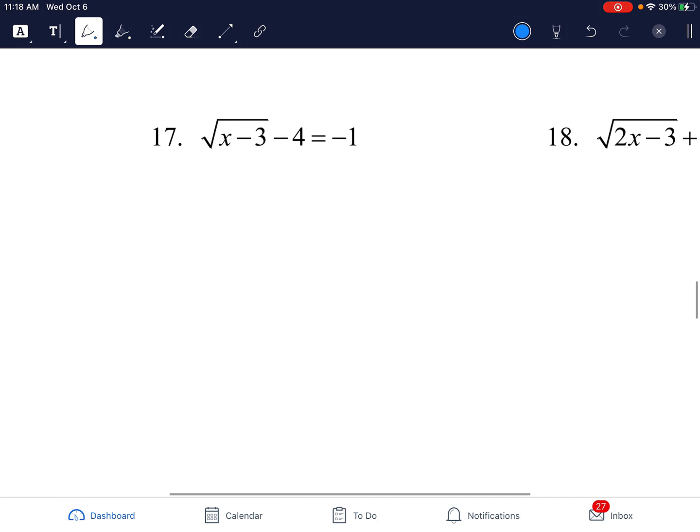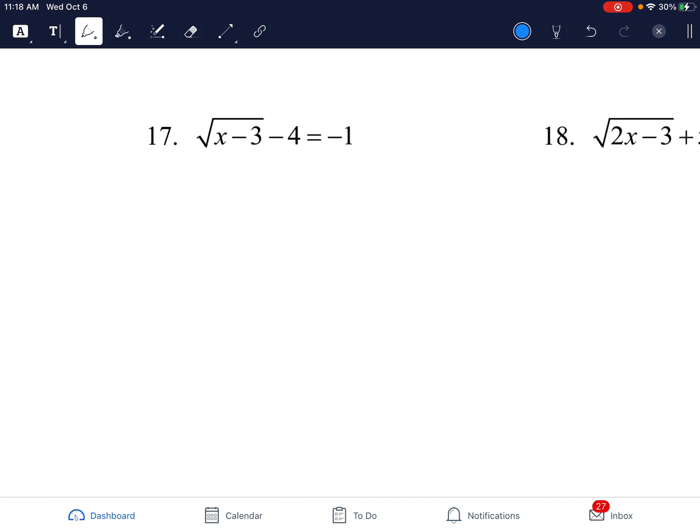Okay. Next, this is not isolated, so I have to add the 4 before I can start squaring anything. So the square root of x minus 3 is equal to positive 3. Now you might have said, well, it equals a negative number, but not after you add the 4. So now we're okay. All right. Square both sides, but now that the square root sign has been isolated, cancel those two things out. X minus 3 is equal to 9. We're going to add 3, and x will be equal to 12.